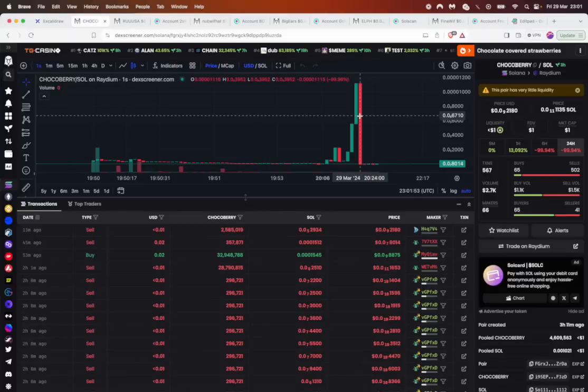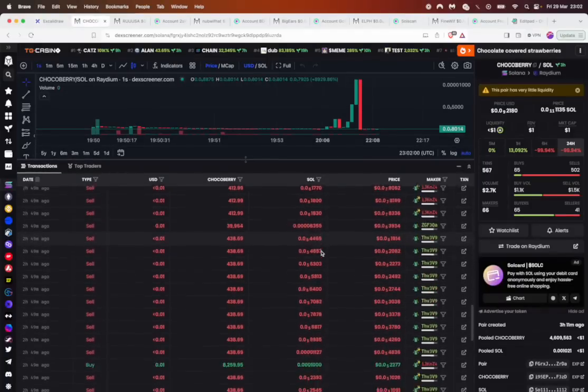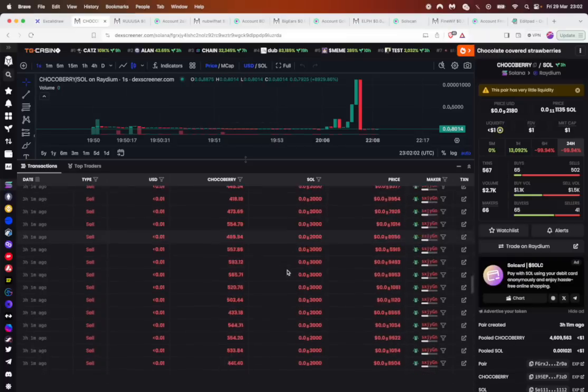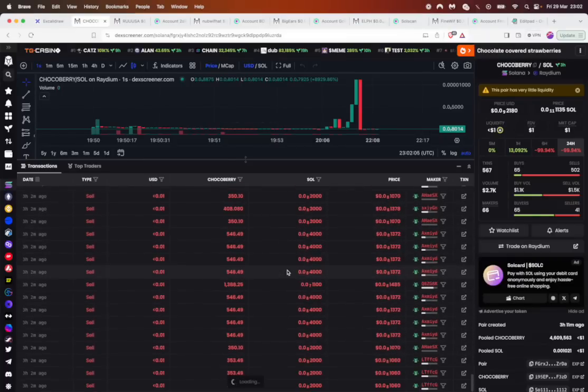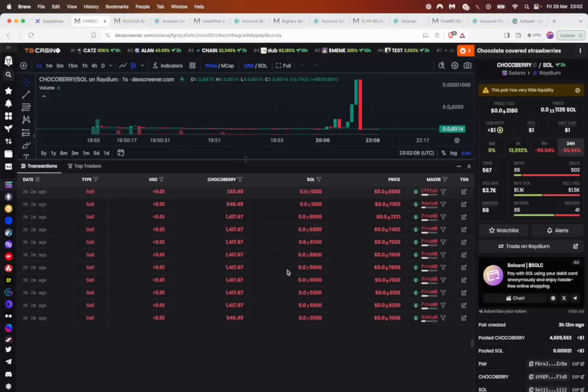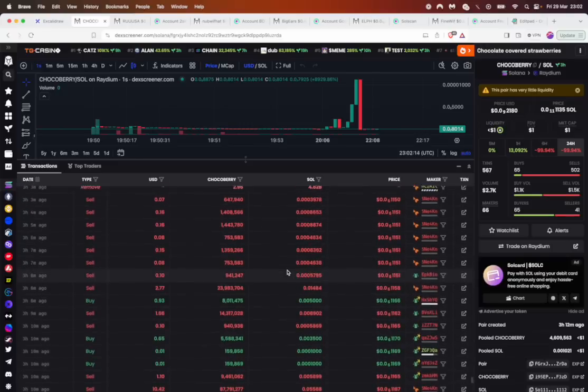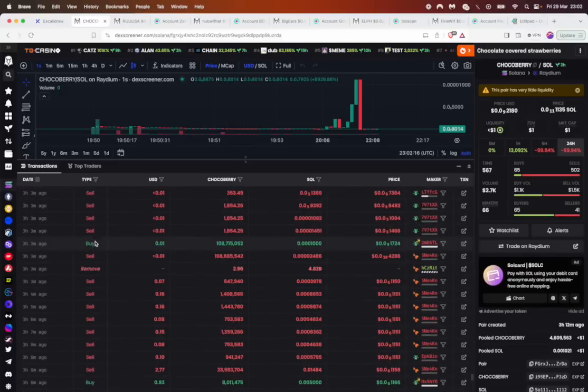This is a typical rug where the developer basically creates a liquidity pool, then people buy, and eventually the developer removes the liquidity. I'll show you, right click. Let me go back. You will see a type called remove here. So this is where the developer says, I've seen enough, I made enough money, I take my money out.